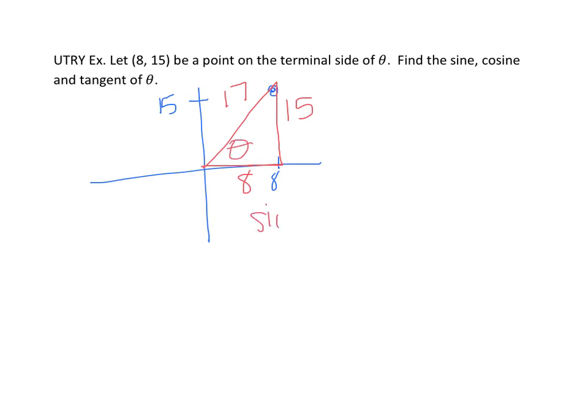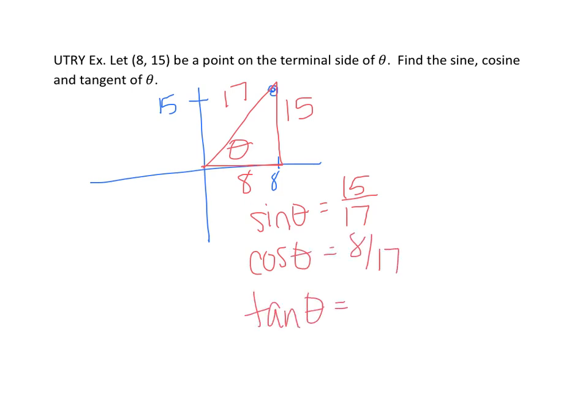So now I know my sine theta is 15 over 17. Cosine theta, 8 over 17. And tangent theta, opposite over adjacent, 15 over 8.